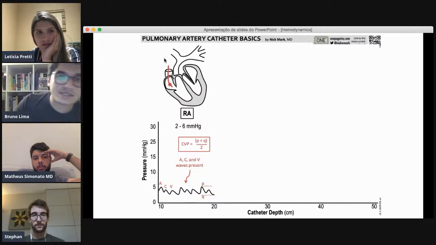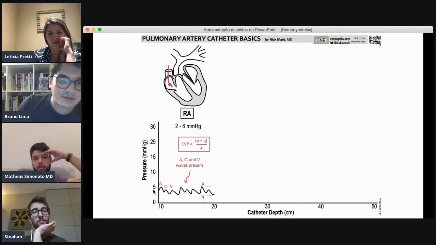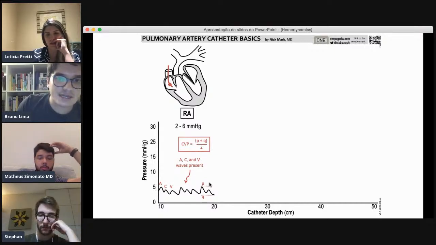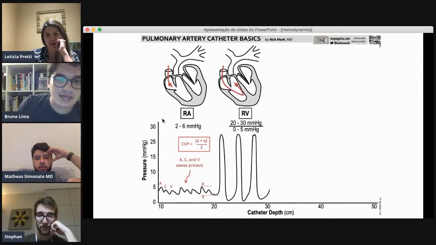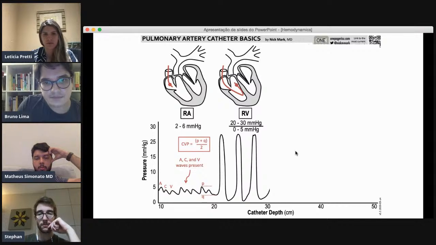So as you advance this catheter from the RA, you see on the monitor these waves here, with the pressure around 5 or 10 or something like that. And you advance the catheter a little more. This is about between 10 and 20 centimeters. After about 20 centimeters, the wave on the monitor changes. You see those huge waves. These are the RV waves, okay? So systolic, and then the diastolic is pretty close to 0, okay?